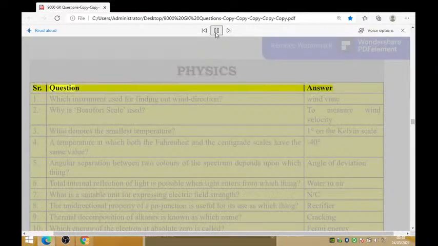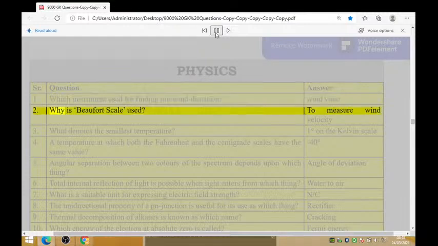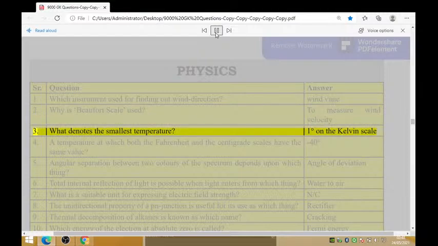Physics questions and answers. 1. Which instrument is used for finding out wind direction? Wind vane. 2. Why is the Beaufort scale used to measure wind velocity? 3. What denotes the smallest temperature? 1 degree on the Kelvin scale.